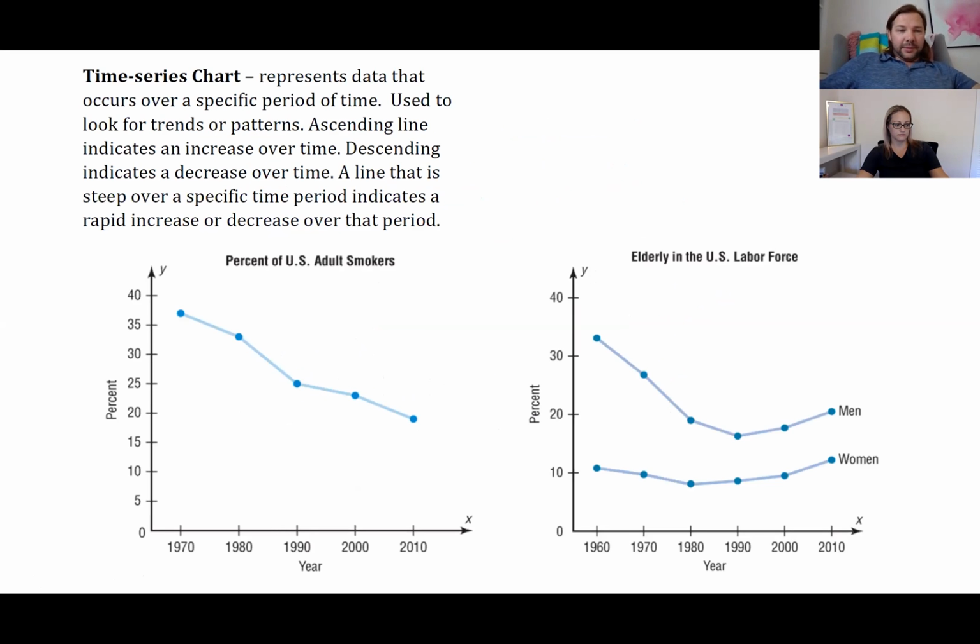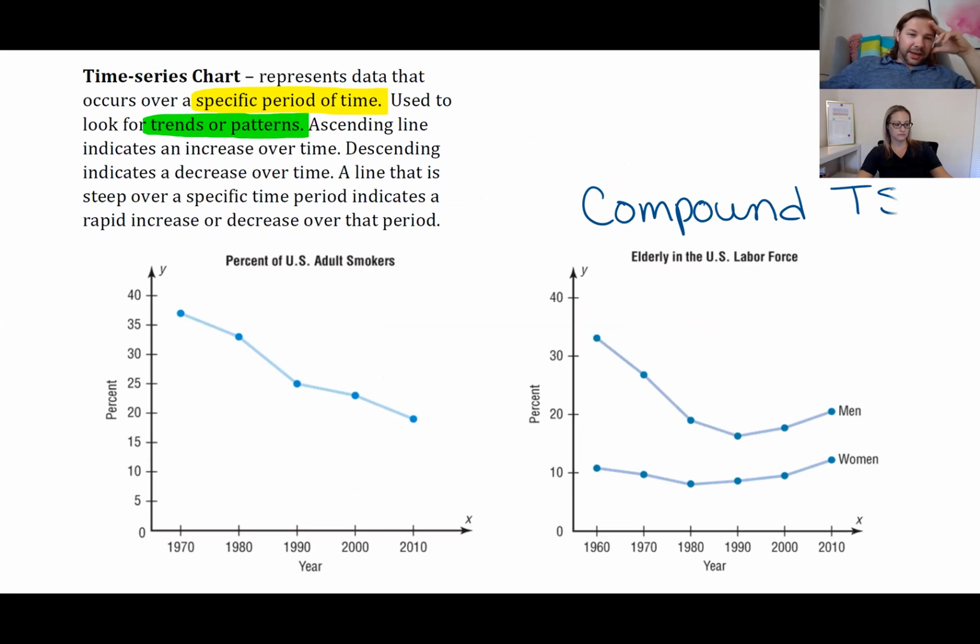Okay, so then another example is a time series chart. So these represent data that occur over a specific period of time, used to look for trends or patterns. Let's see here. So an ascending line indicates an increase over time. Descending indicates a decrease over time.